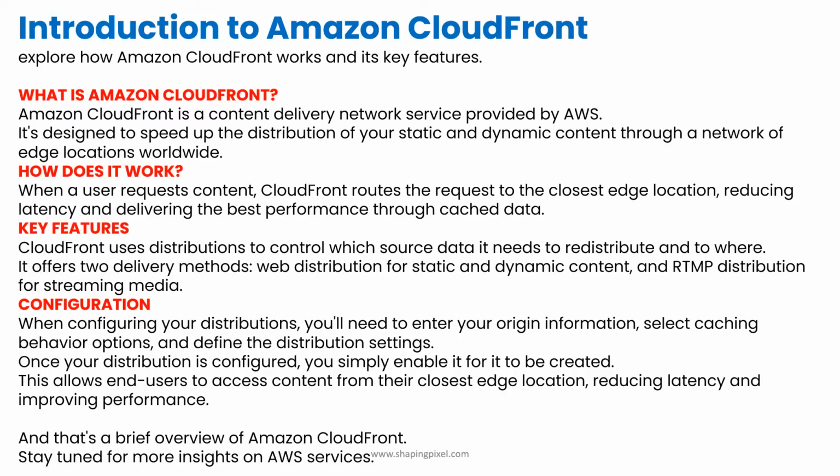It offers two delivery methods: web distribution for static and dynamic content, and RTMP distribution for streaming media. So when configuring your distributions, you will need to enter your origin information, select caching behavior options, and define the distribution settings. Once your distribution is configured, you simply enable it for it to be created. This allows end users to access content from their closest edge location, reducing latency and improving performance. And that's a brief overview of Amazon CloudFront. Stay tuned for more insights on AWS services.